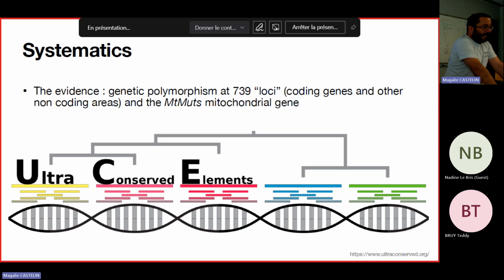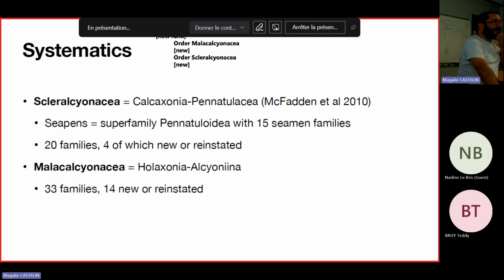And they also used that mitochondrial gene called MT-MutS, which was used heavily in the field for over 20 years. And this is because it was one of the more polymorphic mitochondrial markers that we had, and that could be sequenced reliably across many octocoral specimens. But one gene, especially if it's mitochondrial, is not sufficient to infer deep phylogeny. So let's go back to the systematics. Now that we are confident that the evidence on which the revision was done is actually the state of the art when it comes to phylogenomic techniques.